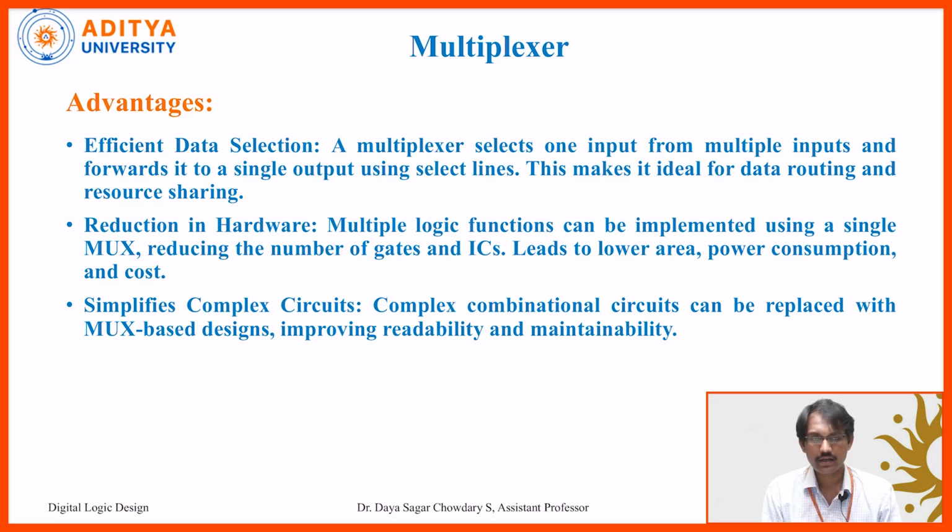So most of the time, reduction in hardware means with the help of multiplexers we can reduce the hardware, we can reduce the area, and we can also reduce the power. At the same time, if we reduce all these things, cost reduction is also there. And it simplifies complex circuits. That means wherever the complexity is there, we can reduce the complexity with the help of multiplexers. And most of the time these multiplexers are used in FPGA concepts. So FPGA construction also uses these multiplexer concepts.